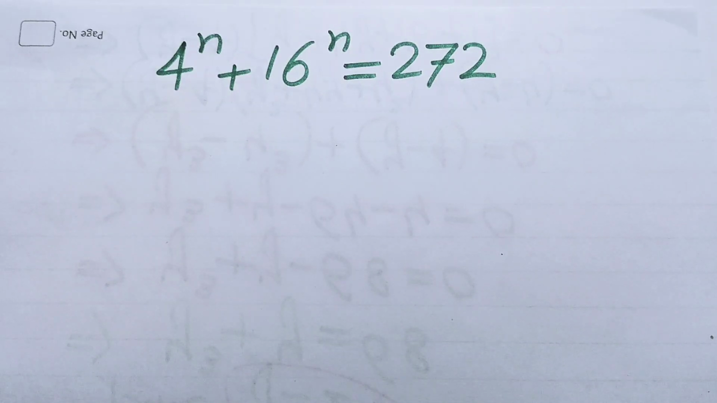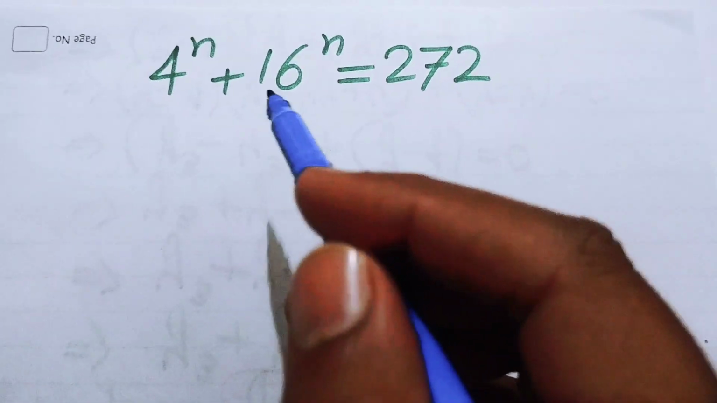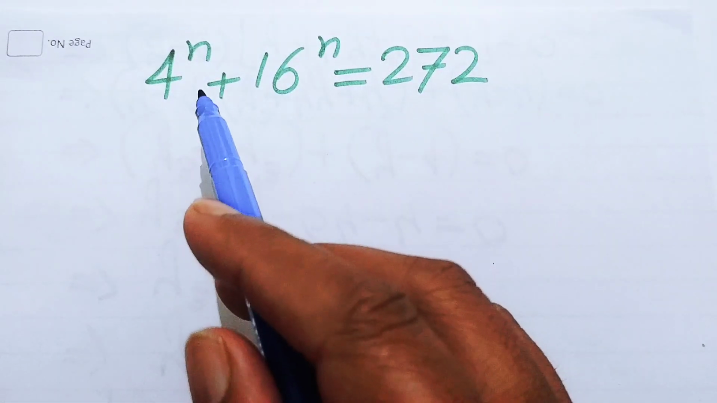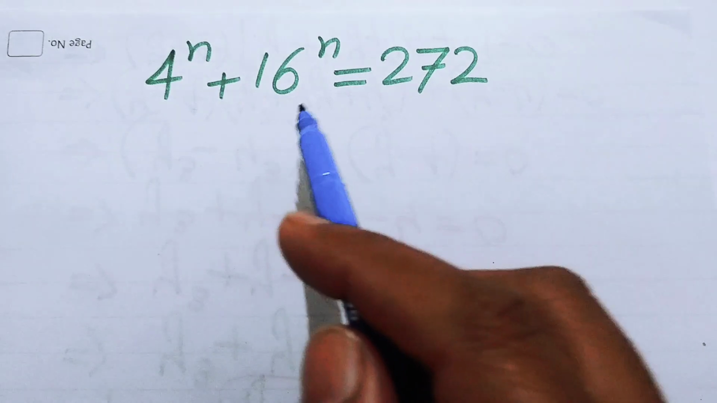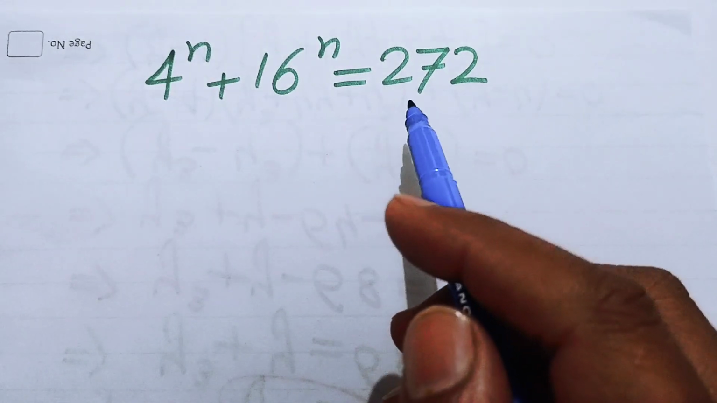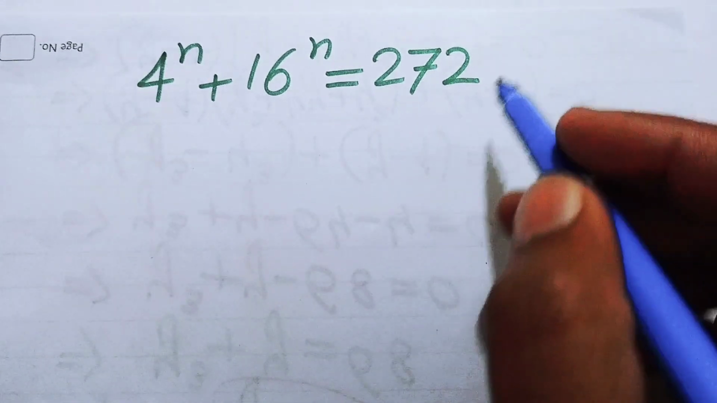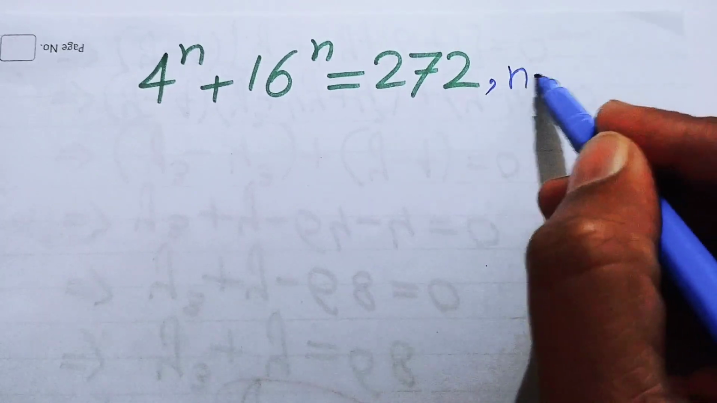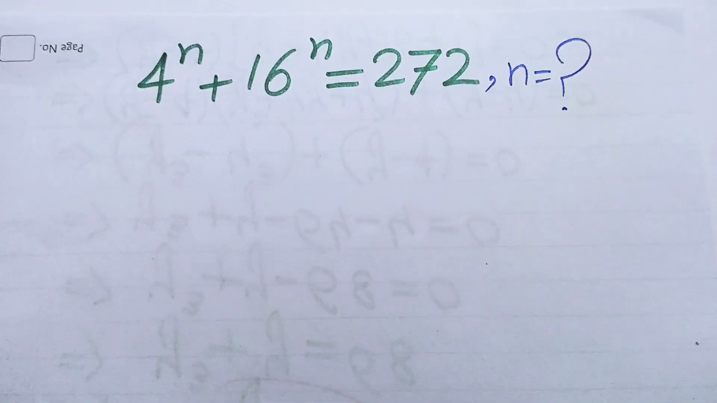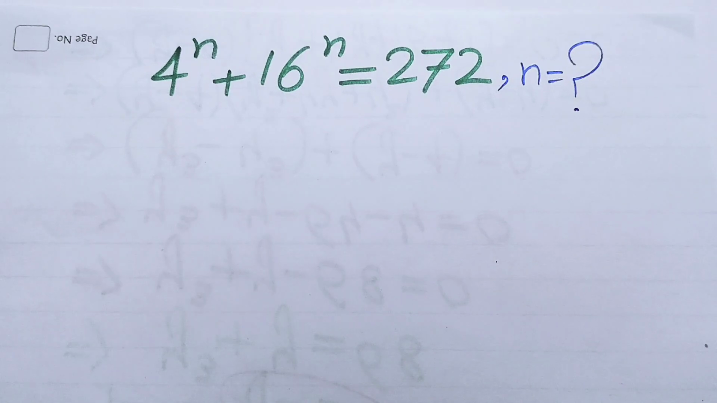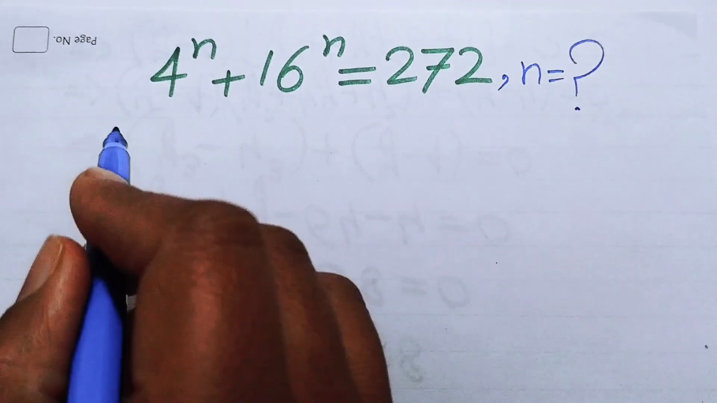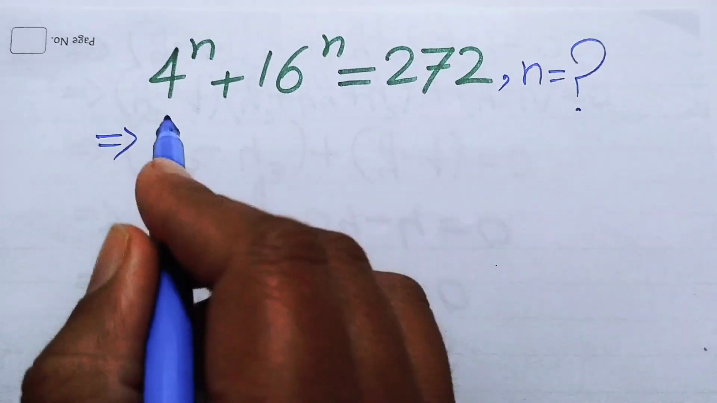In this video, we are going to solve this nice exponential problem, and we have 4 to the power of n plus 16 to the power of n equals 272, and we solve this problem for the values of n. So the very first thing we are going to do is rewrite this equation.